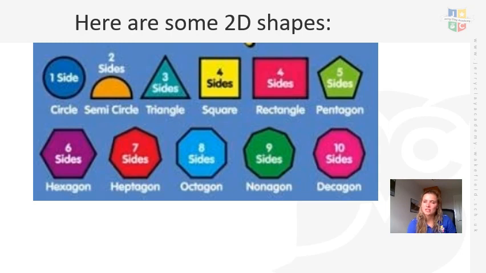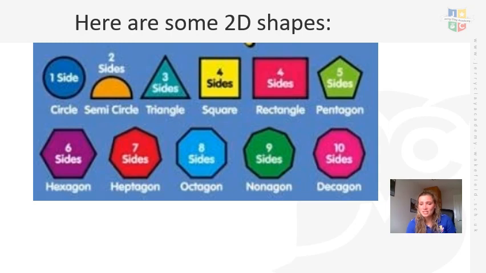Now what other animals can you think of that have 8 legs? An octopus is one of them. So this is a great way to remember that an 8-sided shape is called an octagon, because an octopus has 8 legs and an octagon is an 8-sided shape.